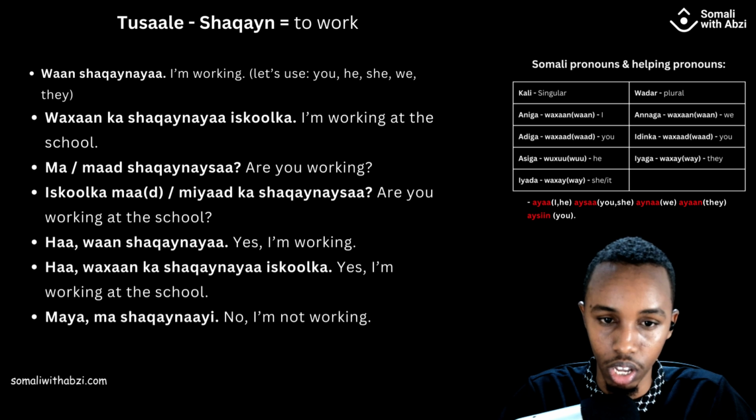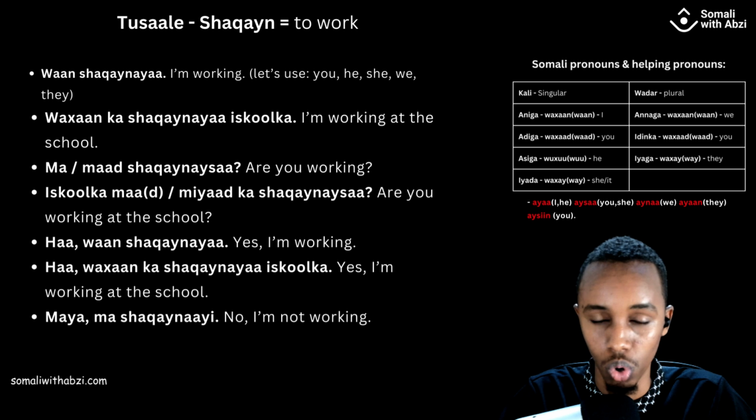And then we is waxaan at the beginning and ayna at the end. So waxaan ka shaqaynaynaa iskoolka. We're working at the school. And then they, at the ending is ayaan. At the beginning was waxay. So waxay ka shaqaynayaan iskoolka. And then we are also missing you plural. You plural at the beginning was waxaad. And then aysiin is at the end. So waxaad ka shaqaynaysiin iskoolka.